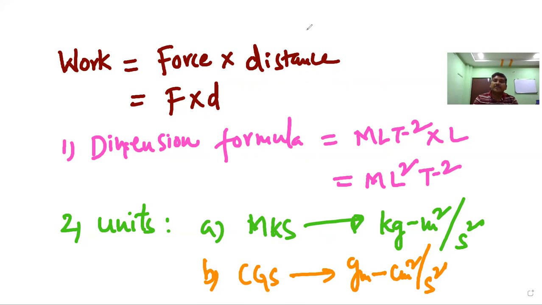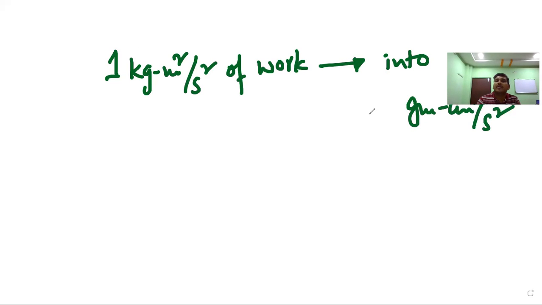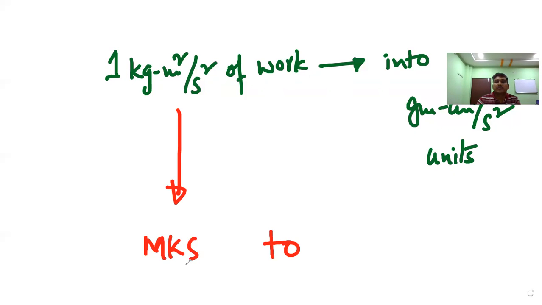And be careful. I would like to convert, I want to convert that 1 kg meter square per second square, units of work, into grams centimeter square per second square units, from MKS to CGS. This is the CGS system I want to convert to.